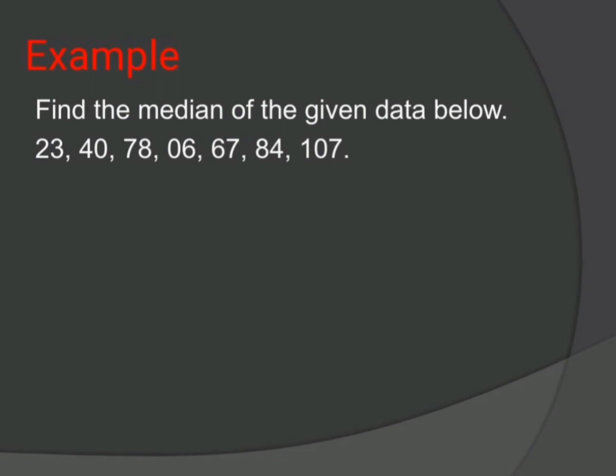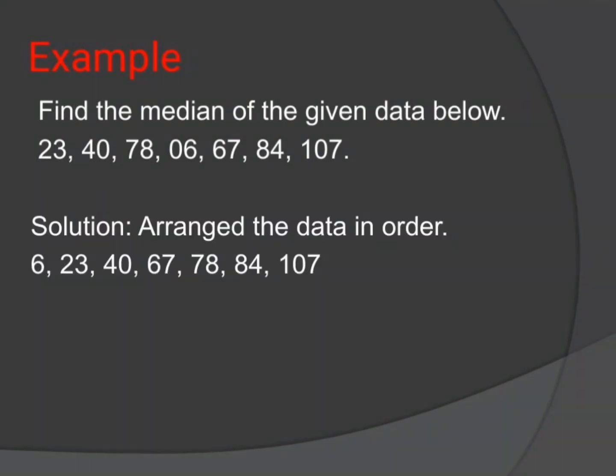For example, find the median of the given data below: 23, 40, 78, 6, 67, 84, and 107. So first, to find the median, we need to arrange the data in ascending order: 6, 23, 40, 67, 78, 84, and 107. Since we have 7 given data, and 7 is an odd number, we only have one middle value, and that is 67. And 67 is our median.